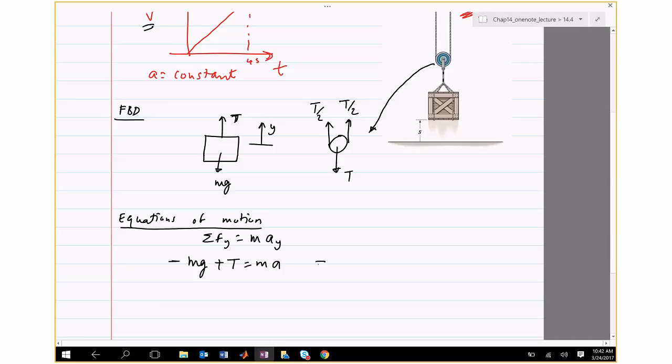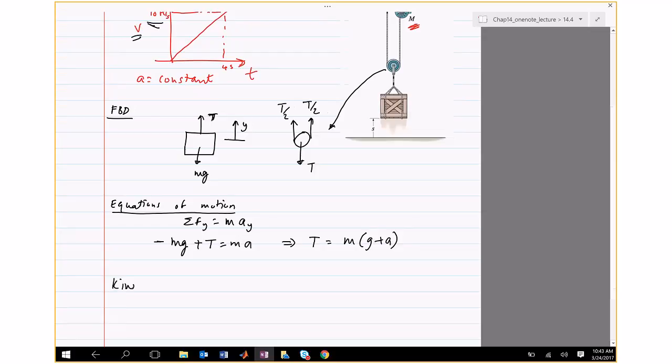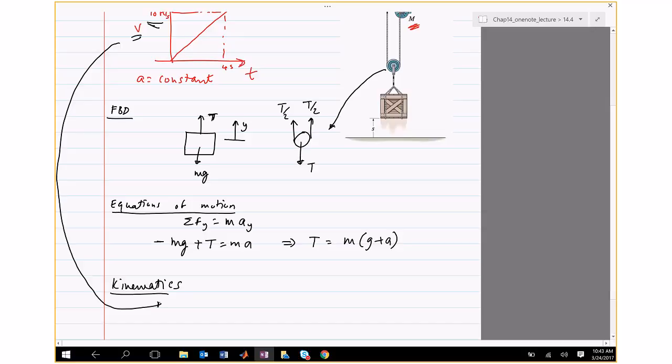Okay, so I am interested in finding the tension. So tension is mass times, I'm just moving this around, g plus a. So if I can find a, I can find the tension. I know what the gravity is. I know what the mass is. And the way I can find the acceleration a is by doing kinematics using this plot. I know that the acceleration is constant. I also know it hits a velocity of 10 feet per second in 4 seconds. So I'm going to use kinematics on this plot to find the acceleration.